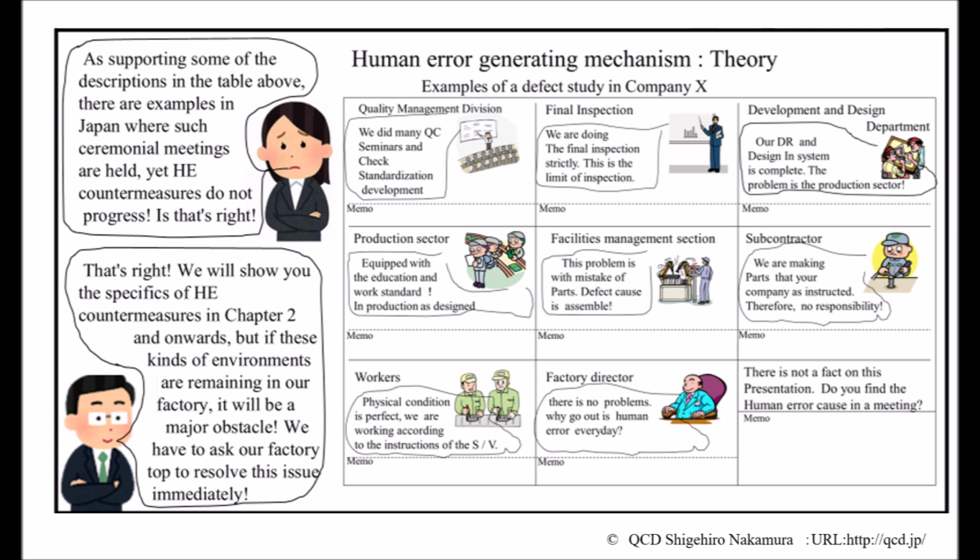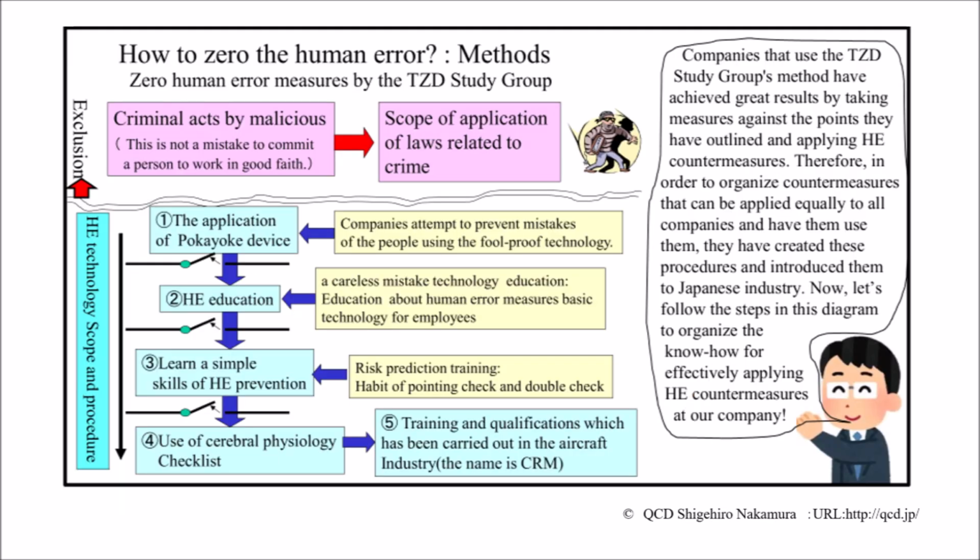We will follow the progress of 3 people working at a company as they consider the TZD study group's method in their own companies to explain this issue. This figure shows the human error countermeasure procedures that the TZD research group, consisting of 21 companies from different industries, systematized through 4 years of research and testing. This picture book provides an explanation of the contents and examples of their use for each step.